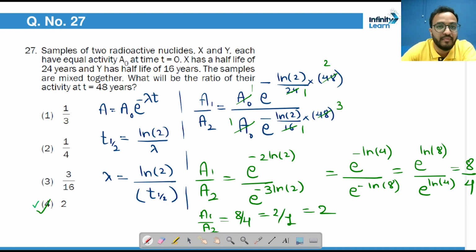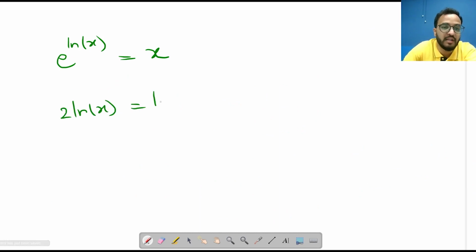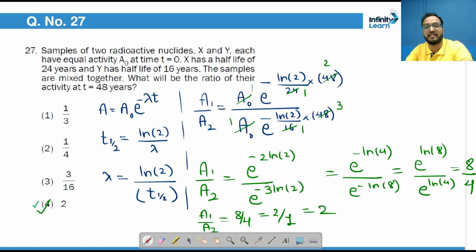You know this thing. Let me tell you that e to the power ln x is always equal to x. And suppose I say 2 ln x, this will be ln x to the power 2. Or if I say a times ln x, this a will become the power. You understand this thing? Same concept we have applied here. So 2 ln2 means ln2 to the power 2, and 3 ln2 means ln2 to the power 3. That is why I said it is minus ln4 and minus ln8 here. Got it? So this was a little interesting question in terms of the calculation. Otherwise this was a simple one.